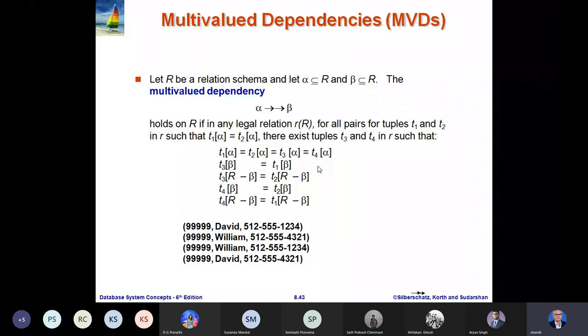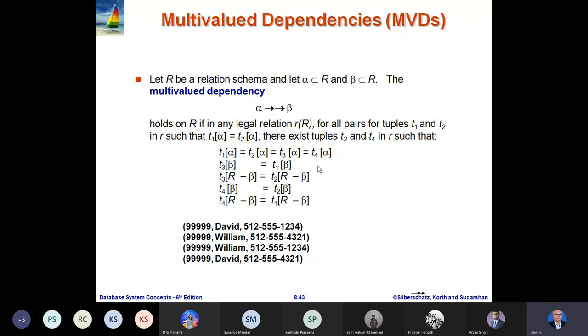That means this William you see is there in both T2 and T3. Similarly, T4 beta is matching with T2 beta, that means this phone number 512555432 is matching between T4 and T2, and the rest of it, that is R minus beta, is basically this column for the name of the child, and the value David is the same in T4 and in T1. That is all it says.